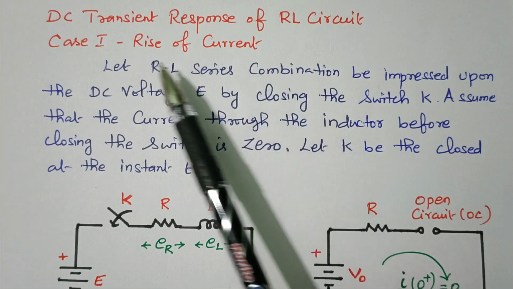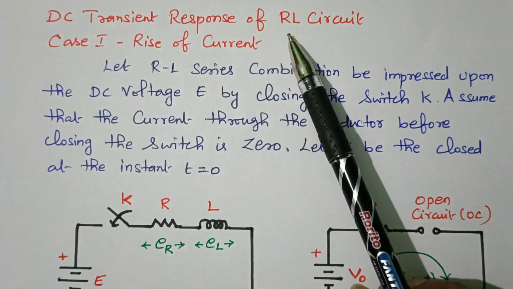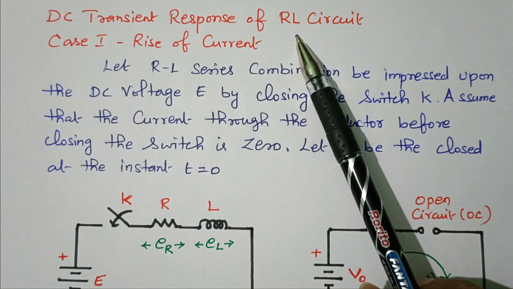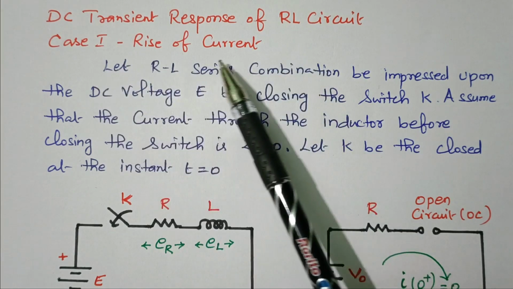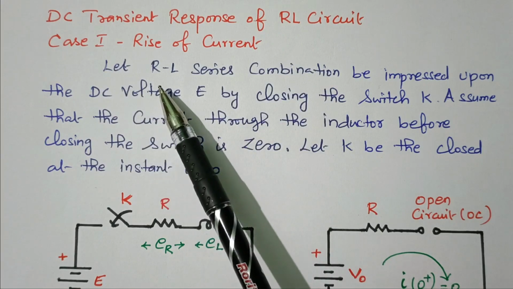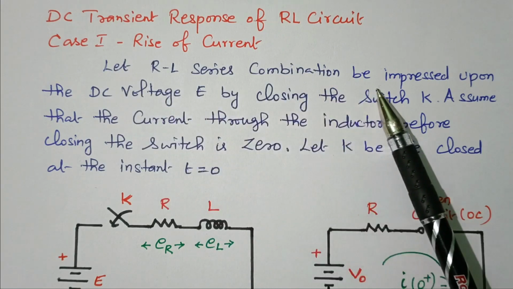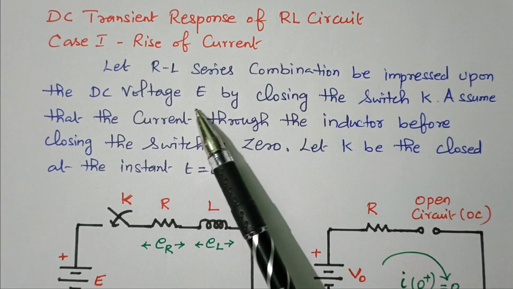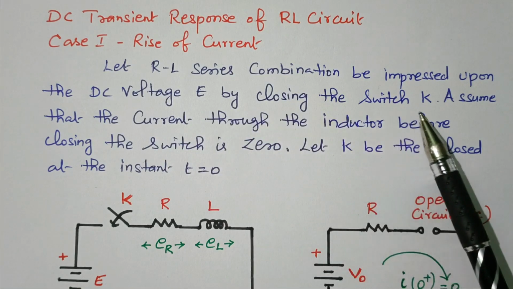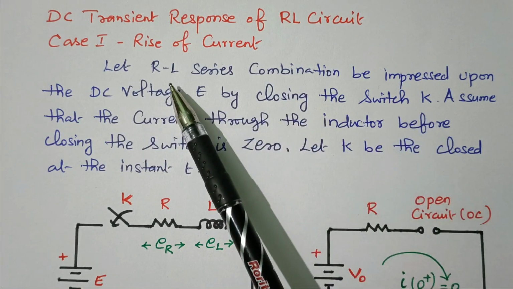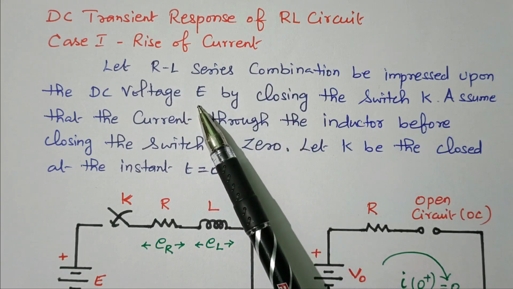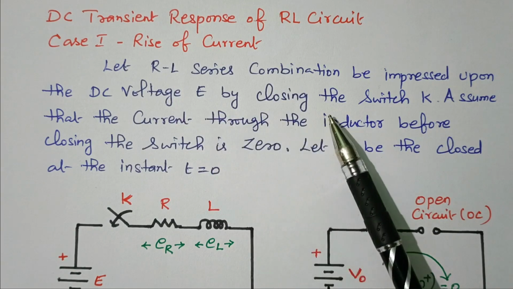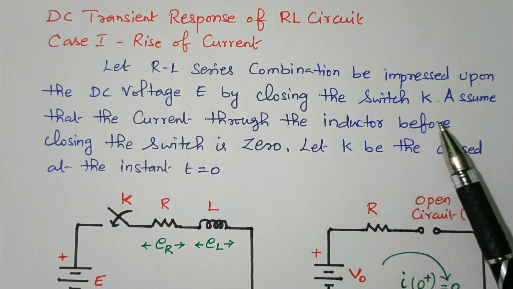Now we will go to the topic DC transient response of RL. Resistance and inductance are connected in series circuit. The case 1 rise of current. Let RL series combination be impressed upon the DC voltage E by closing the switch K. Resistor and inductor is connected in series, energized by the DC voltage source E, by closing the switch K.